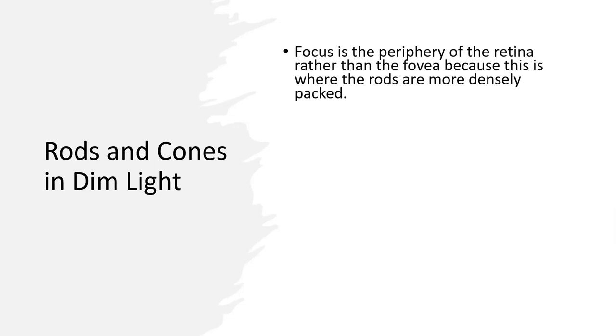In dim light, the focus is on the edges of the retina rather than on the fovea. The rods are more densely packed in those edges, pulling in some information, especially motion information, so that we can recognize things moving off in the periphery. They're also a bit more attuned to picking up information that's interesting or necessary on the edges and in dim light.